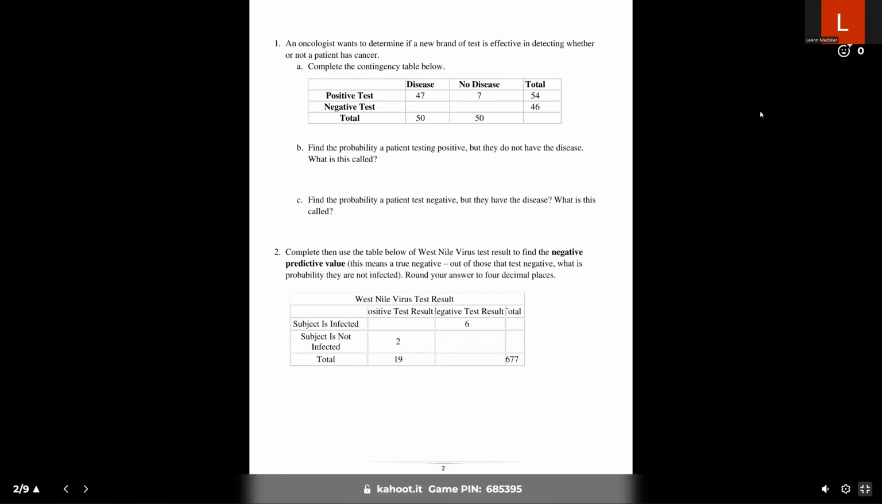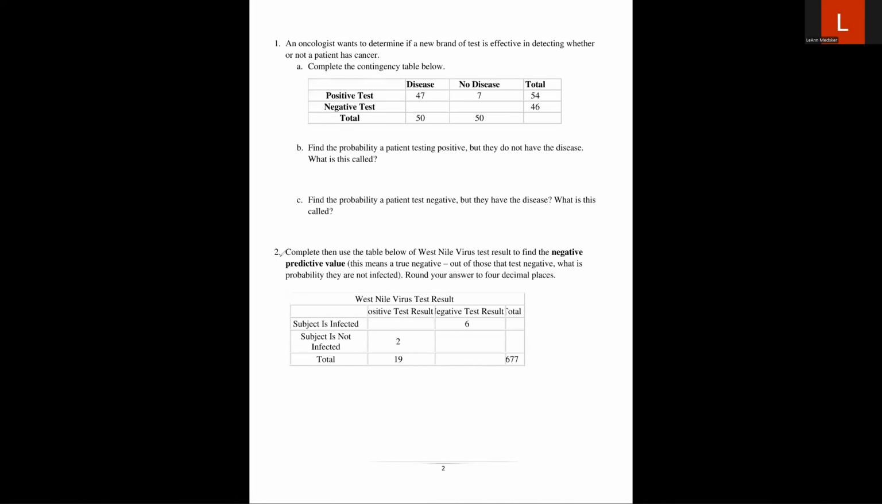All right, so this is finishing up the 7A1 notes. I'm just going to go through the rest of that Kahoot right here. So let's look at this. We did number 1 in class together, so let's look at number 2. It says complete then use the table below for West Nile virus test.